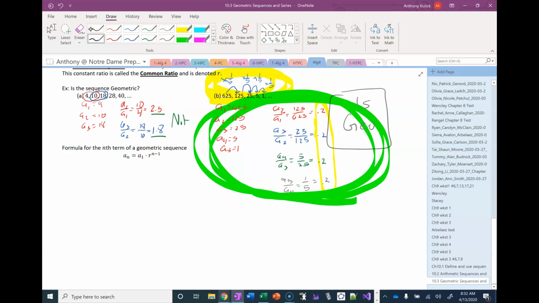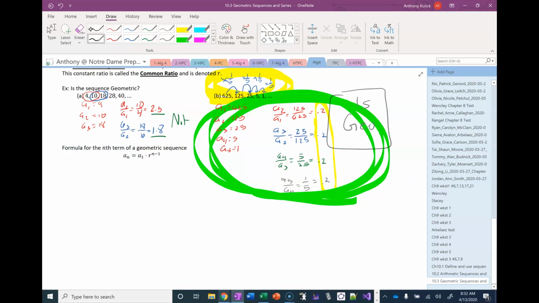Okay, so the next thing we're going to want to do is be able to write a formula for our geometric sequence. The formula for our sequence is a sub n, the nth term, equals a sub 1, the first term in our sequence, times r, the common ratio, to the n minus 1. And n is the term number in our sequence.